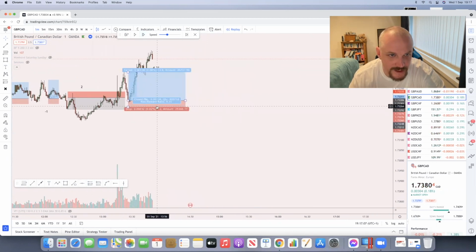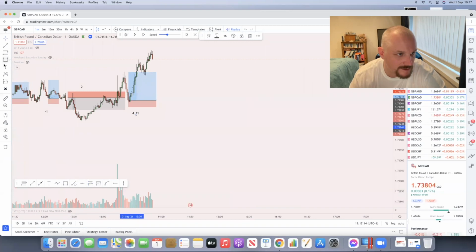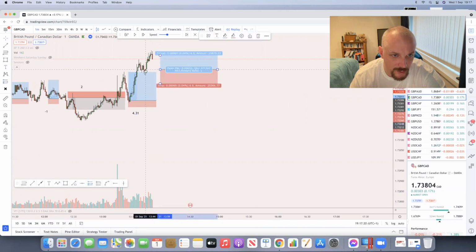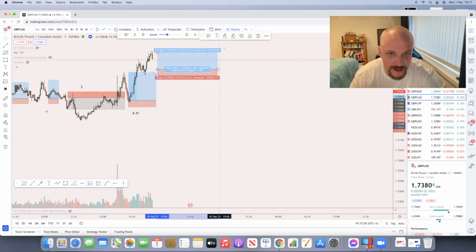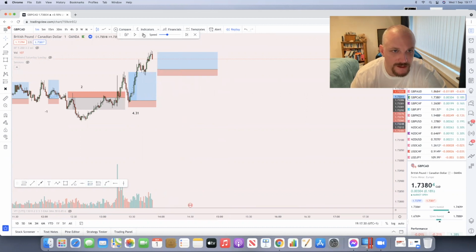And so we see on here, it's down to here, and again, go for a long. You need it on this order block here, the last down before the up, run the play here to the top of the wick. Okay, let's just play this one out.